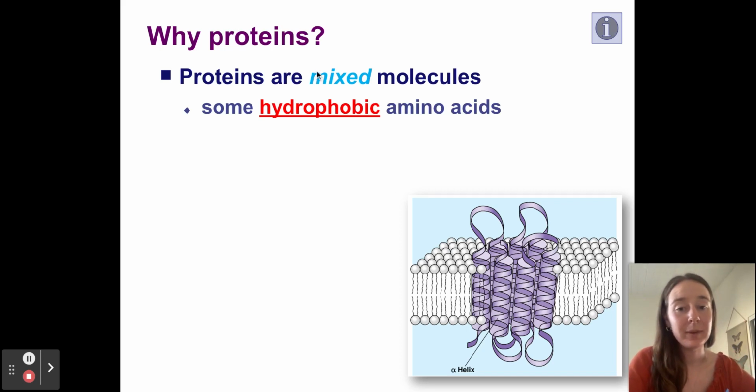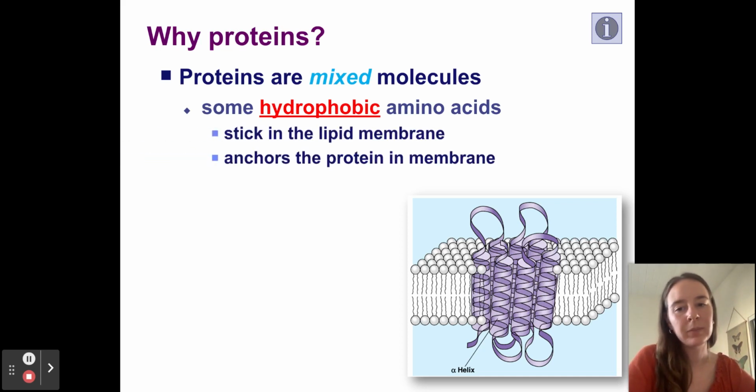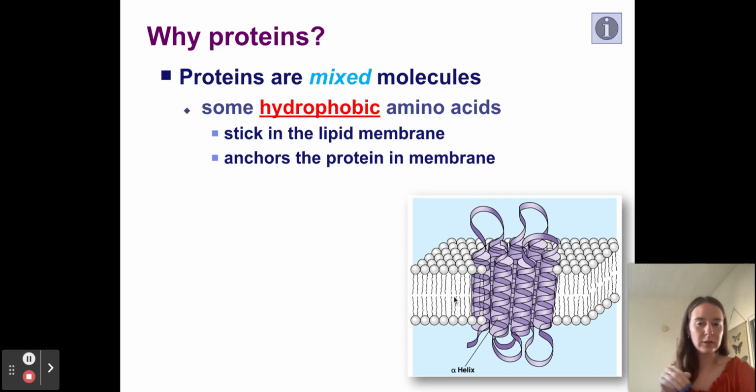Some amino acids are hydrophobic, meaning they don't like water. So think, where would you find hydrophobic amino acids within this protein here? Here's the secondary and tertiary structure of the protein. We have these alpha helices, that secondary structure, bound together in tertiary structure. Notice that the hydrophobic amino acids are the ones inside the membrane, stuck in the lipid membrane. This anchors the protein in. It sticks there because the hydrophobic interactions between the protein and the lipids around it allow the protein to stay within the membrane.